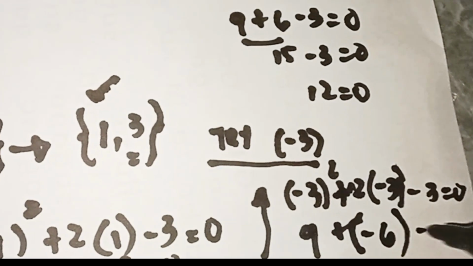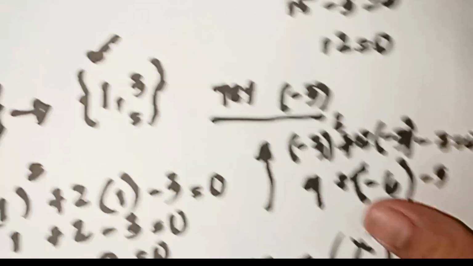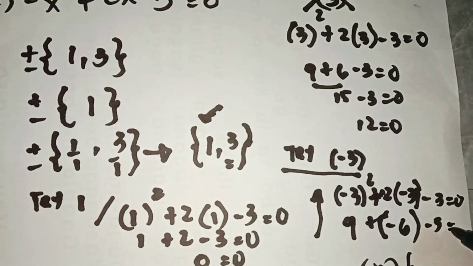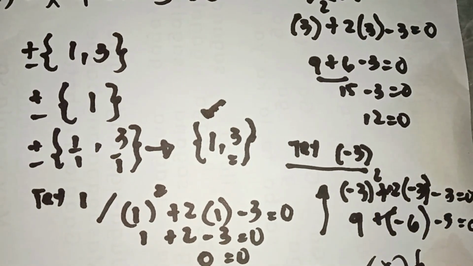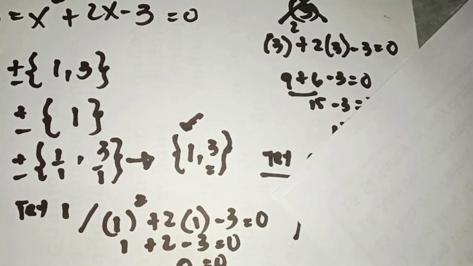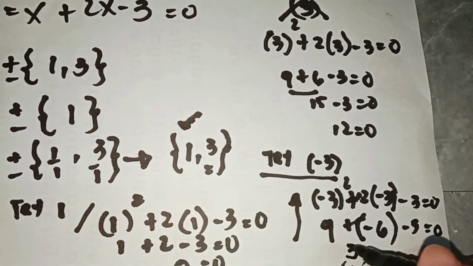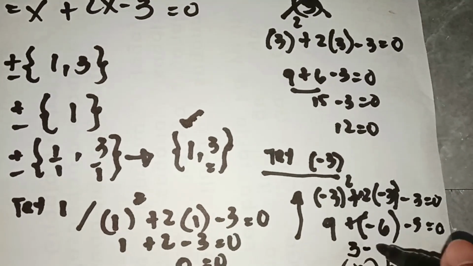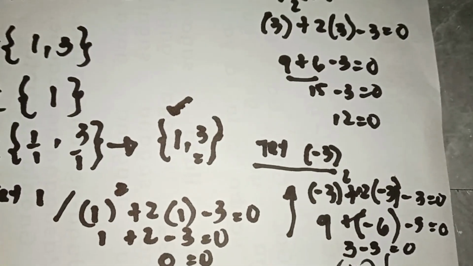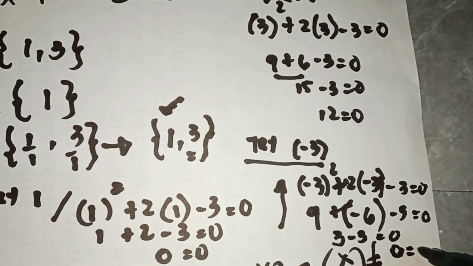2 times negative 3 is negative 6 minus 3 is equal to, a moment, so is equal to 0. Next, 9 minus 6, so the answer is 3. Then minus 3 is equal to 0, so 3 minus 3 is equal to 0. Therefore we have the remainder 0 using the root negative 3.